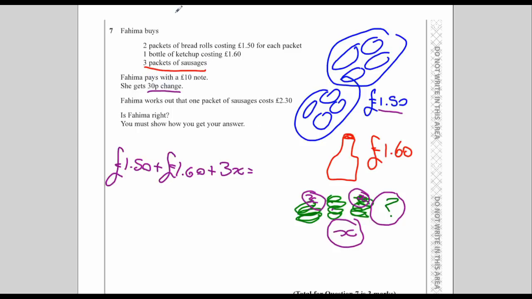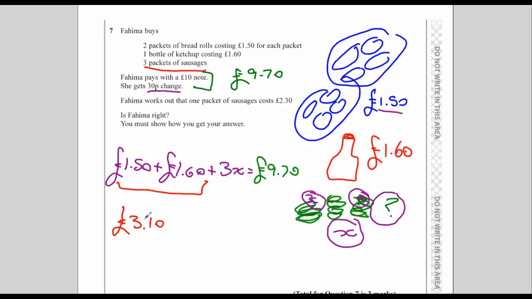Let's figure out quickly how much she paid. She paid with a £10 note and got 30p change. Now £10 take away 30p is £9.70. So that's how much all this stuff cost her. Let's try and do some maths now, figure this out. £1.50 plus £1.60 is £3.10. £3.10 plus 3 lots of x equals £9.70.